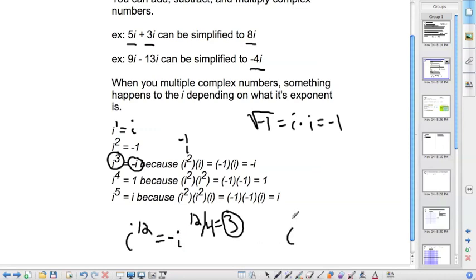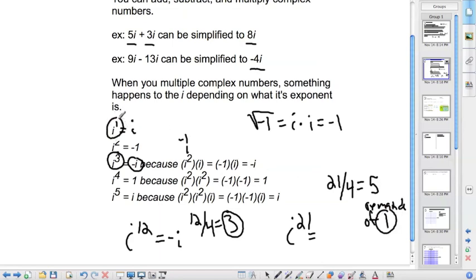One more example, if you do i to the 21st power, always divide the exponent by 4. 4 cannot go into 21 evenly, so we have to find the remainder. So we know that 4 can go into 21 5 times, with a remainder of 1. This one remainder refers to the exponent of the imaginary. Therefore, our remainder of 1 will be just i.